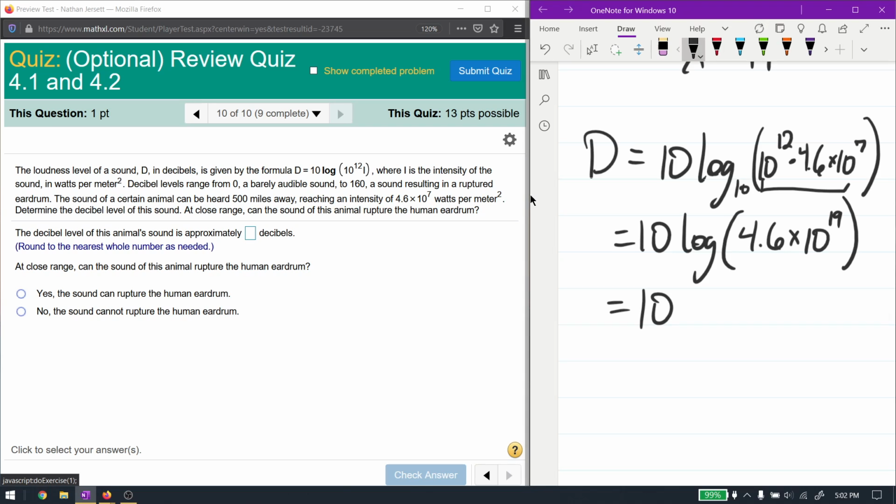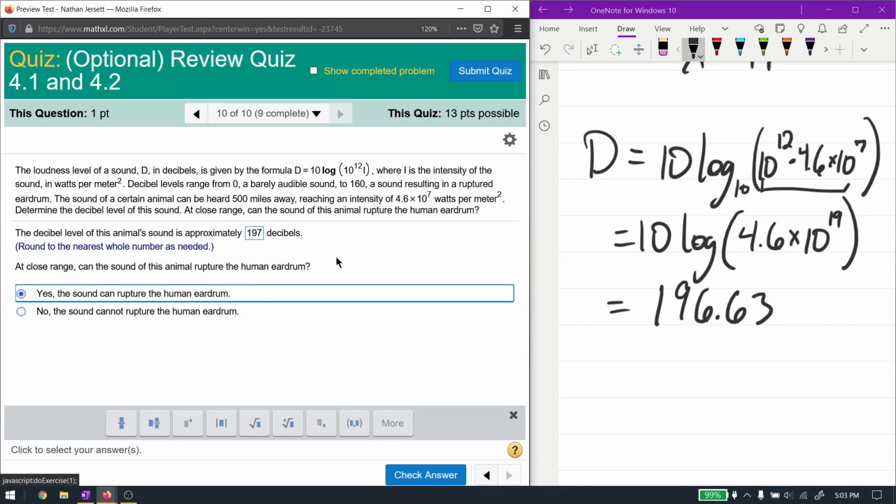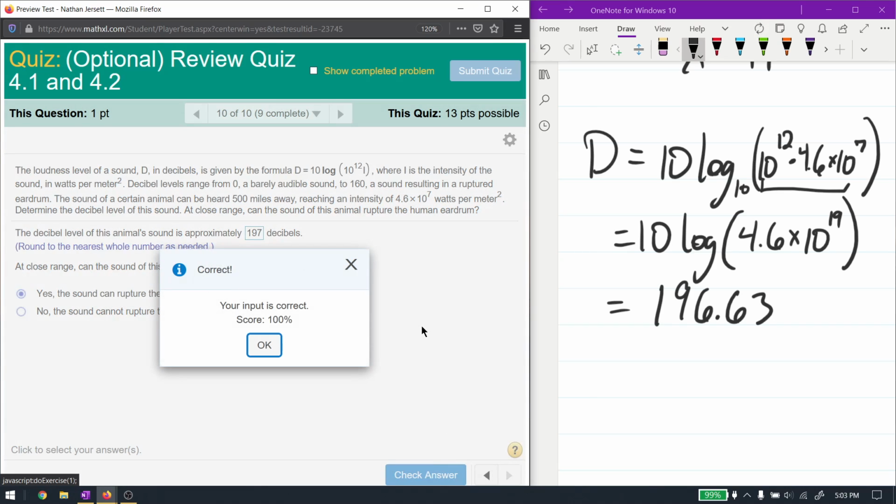Plugging it into a calculator. Let's see, 10 times log base 10 of 4.6 times 10 to the power of 19 gives 196.63. Rounded to the nearest whole number, that'd be 197. And 160 will result in a ruptured eardrum. This is 197, so yes, that is a tremendously loud sound, and that's correct.